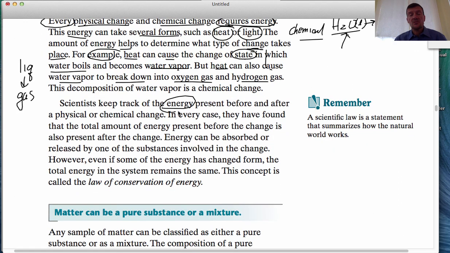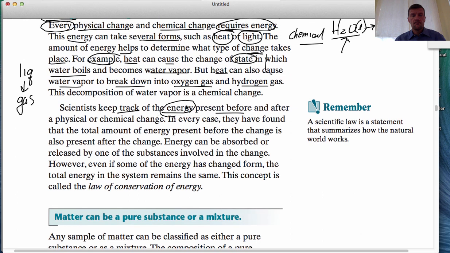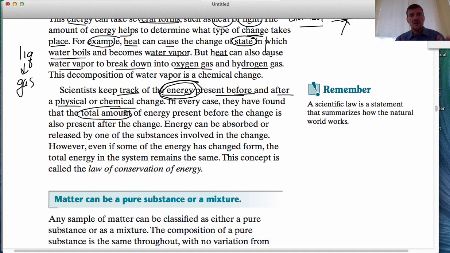We can track that energy, we can measure that energy, we use the descriptive properties of that energy to determine things about the chemical reaction. Okay? So we're going to keep track of that energy. Very important that we're going to be talking about energy a lot. Okay? Before and after the physical and chemical changes that occur. And we're talking about the total amount of energy present before and after. And we're going to be comparing those and determine if energy was released or if energy was absorbed. Okay? Absorbed or released.